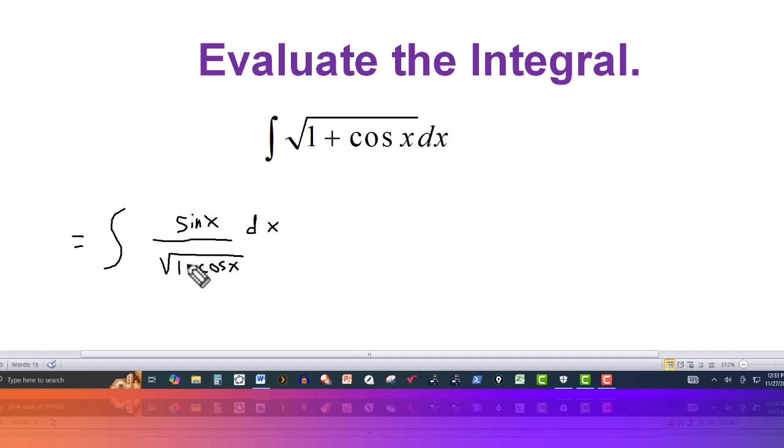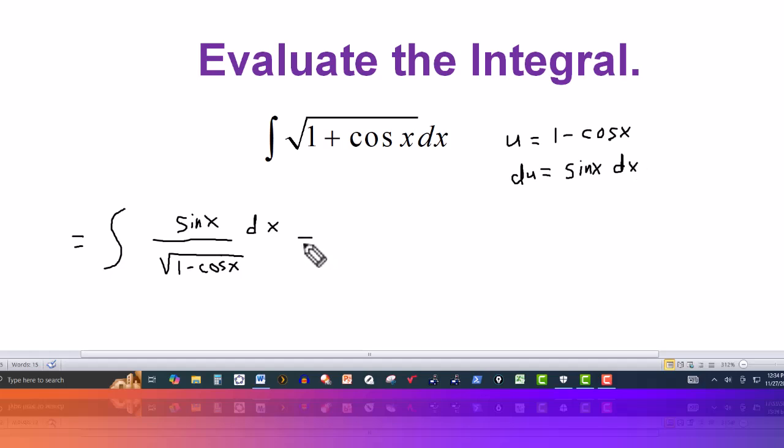To proceed from here, I'm going to use a standard u-substitution, so I'm going to let u equal 1 minus cosine of x. Then du would equal the derivative of 1, which is 0. The derivative of cosine of x is minus sine of x, but then we have the negative here, so it becomes a positive sine of x, and this would be dx.